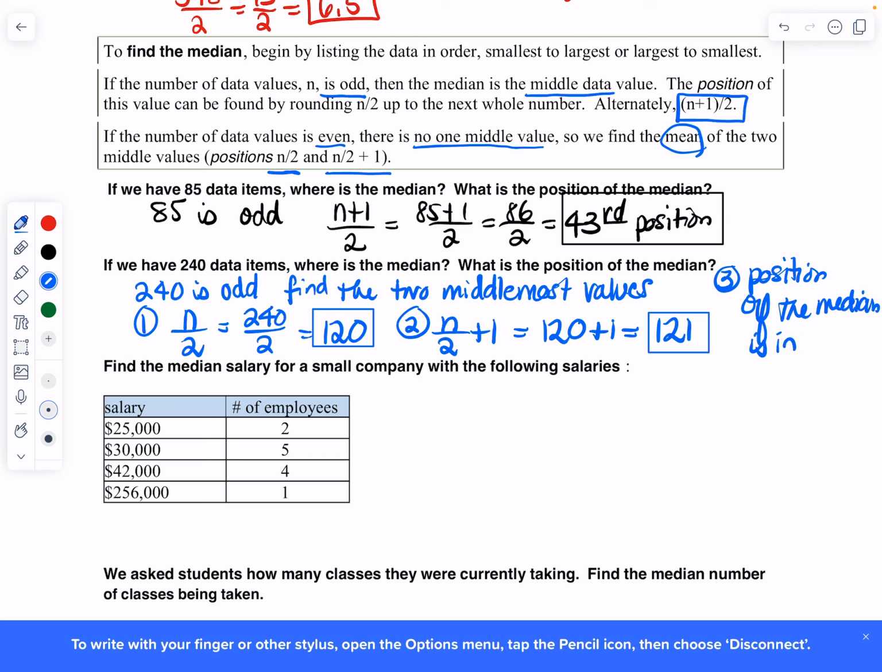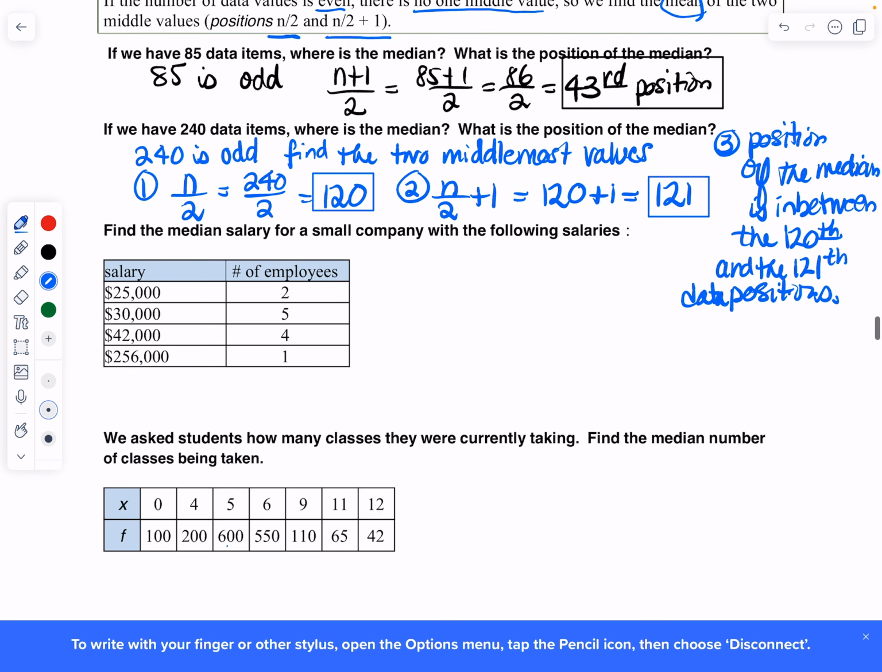Is in between the 120th and the 121st position. I should put data position or data position. Okay. All right. So let's look at this next one.